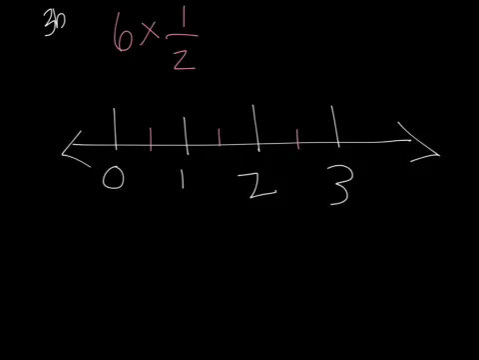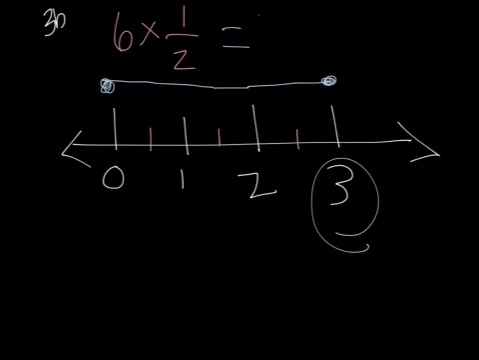For 3b, we're multiplying 6 by 1/2. So same thing as before, but instead of dividing each section into thirds, you can see that they've been divided in half. So we have 0, 1/2, 1, 1.5, 2, 2.5, 3. So since we're multiplying by 6, we're going to start at 0 and count 1, 2, 3, 4, 5, 6 halves. And you can see that we end up at 3. So 6 times 1/2 equals 3.